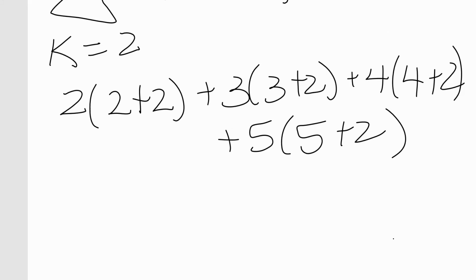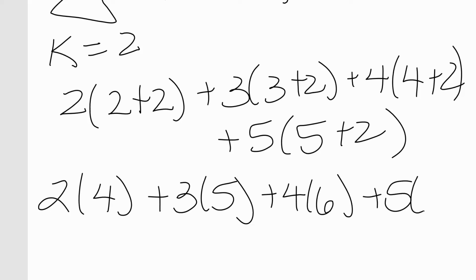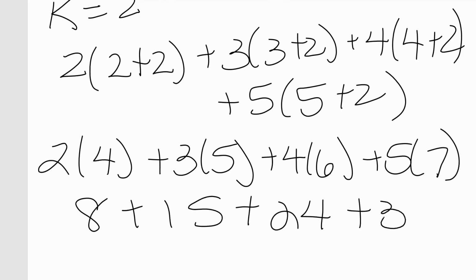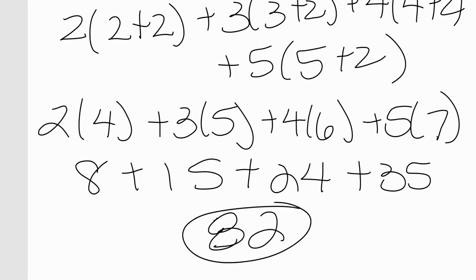So we still need to evaluate this. So this is going to give us 2 times 4. Plus 3 times 5, plus 4 times 6, plus 5 times 7. Simplify again. We get 8 plus 15 plus 24 plus 35. And when we add all of that up, we get a total of 82. So that's what summations are.